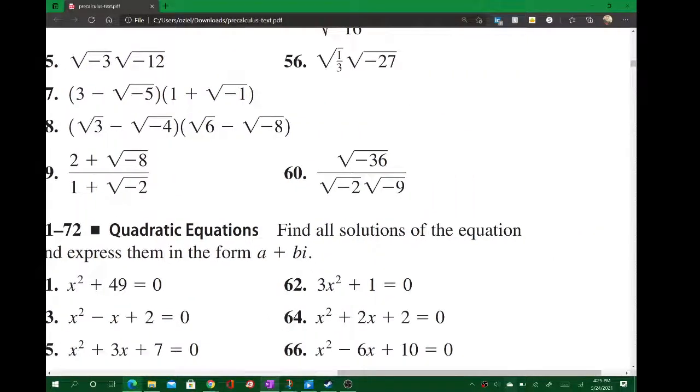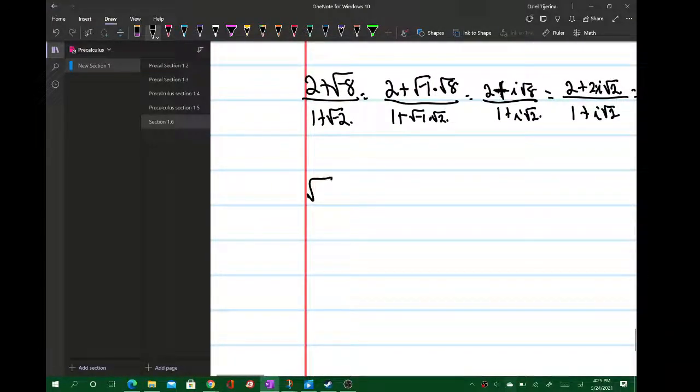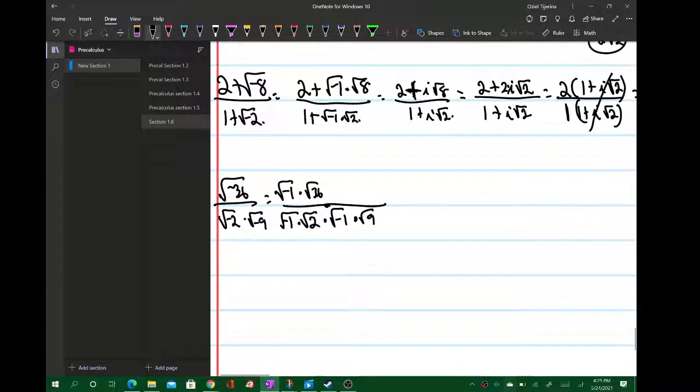This one, square root of negative 36 over square root of negative 2 times square root of negative 9. This is just square root of negative 1 times square root of 36 over square root of negative 1 times square root of 2, times the square root of negative 1 times the square root of 9, right? So then this is going to be i, and the square root of 36 is just 6, right?